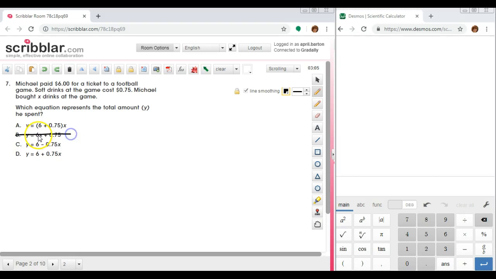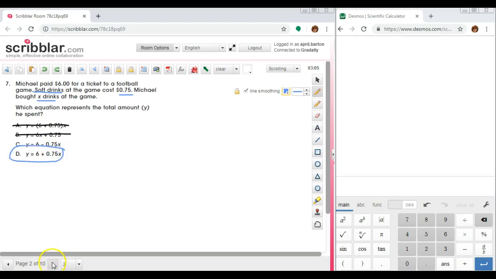That eliminates B because B has the 6x. A has the parentheses with the x, and the x would be distributed into both. That parentheses are saying x affects both things, but the 6 is not affected by the x because the soft drinks are what's associated with the x. Soft drinks, there were x drinks. So the 0.75 and the x should go together. Since he's spending more money, we're adding it to the amount he's already spending. He spent $6 and now he's spending more money, so our answer choice is D.